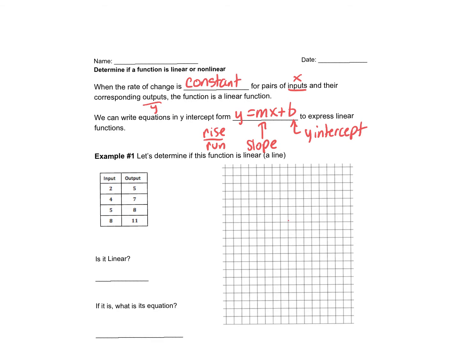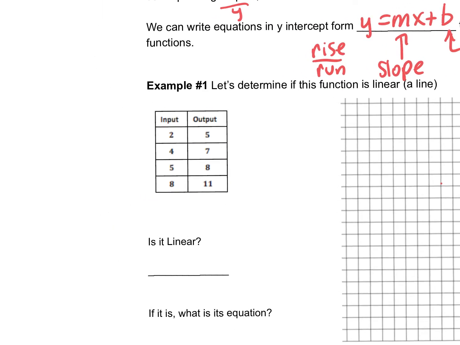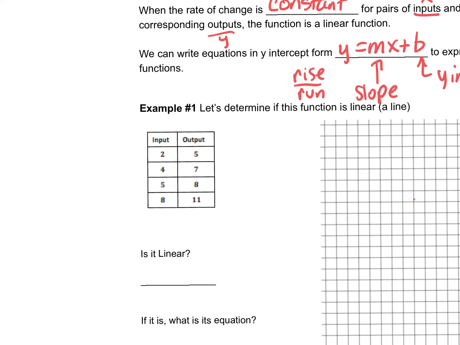So we're going to determine if a function is linear, and we're only going to look at the graph or the table for this. So I want you to put your x at the top for your inputs and the y at the top for the outputs. And what we're going to check is whether our change in y over our change in x is the same every single time. So watch how I do this.